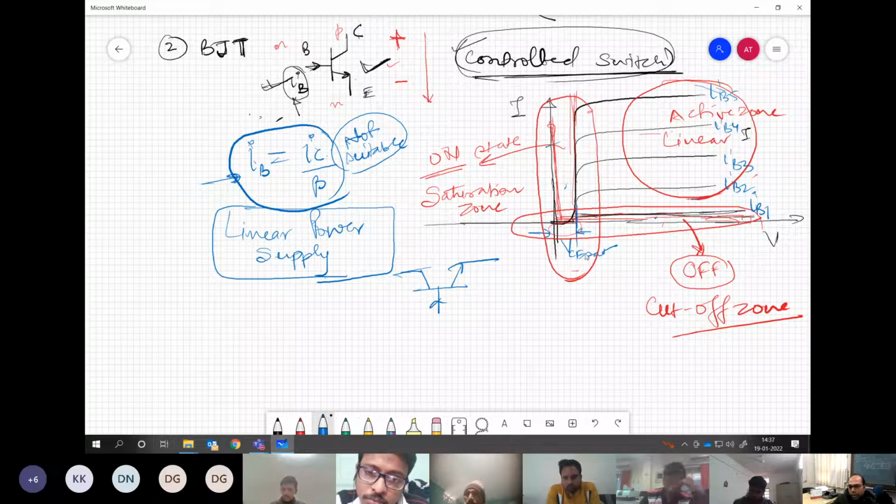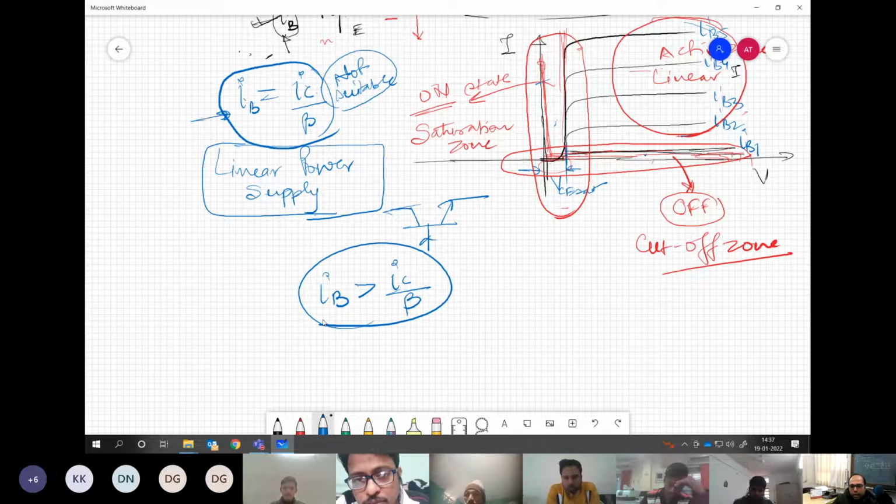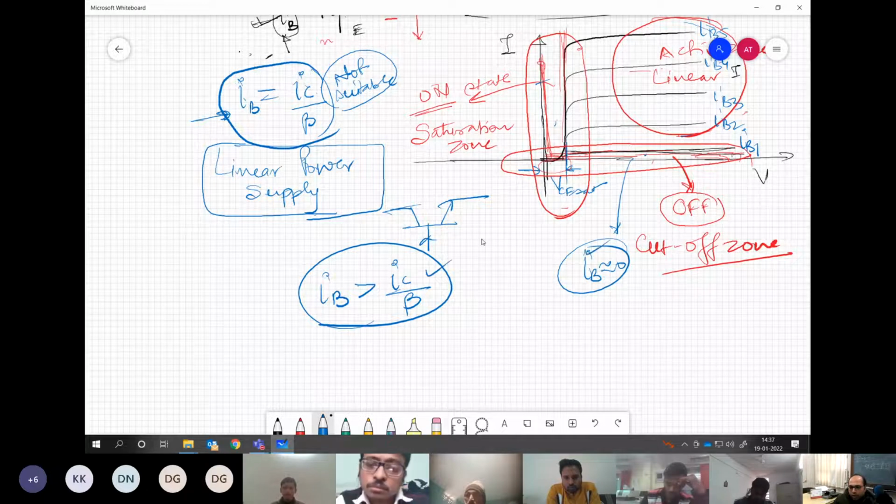Now coming to the saturation zone. In the saturation zone we have a relationship between the base current and the collector current like this: base current is injected more than this value, IC by beta. Whereas in the cutoff zone, the base current is nearly zero. So this will ensure that your device is operating either in the saturation zone or in the cutoff zone, which is the ideal situation for it to act as a switch. Clear?